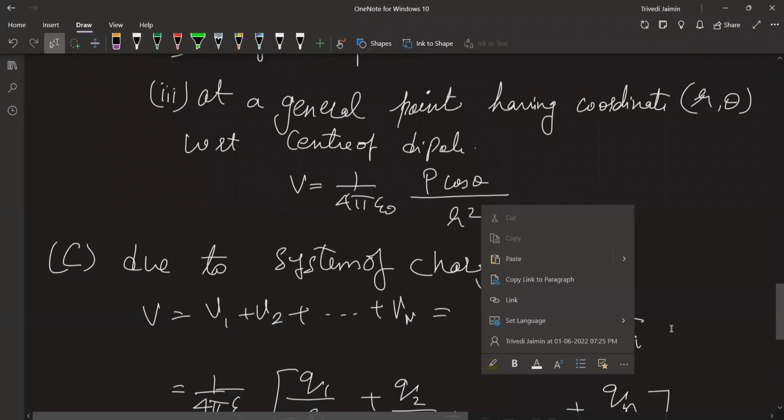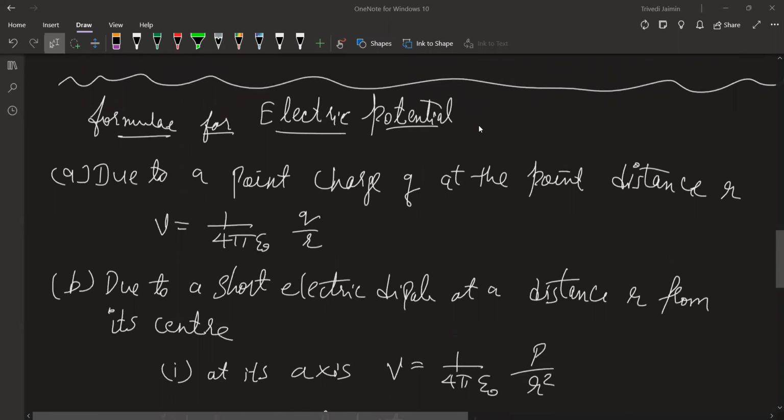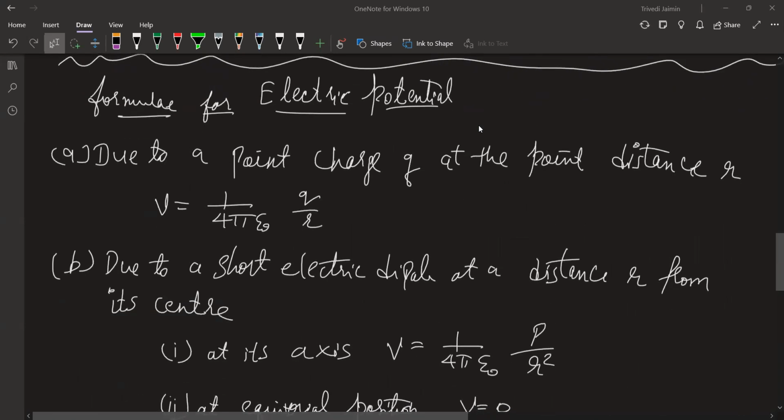Done writing? These 3 points, did you write? Some standard formulas for electric potential. Make a note, come on.